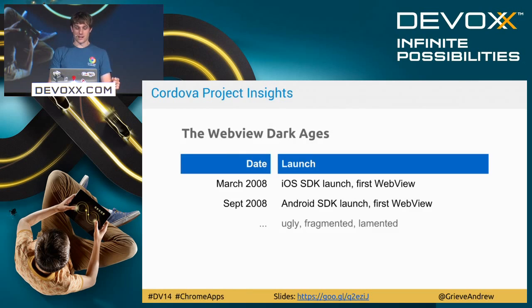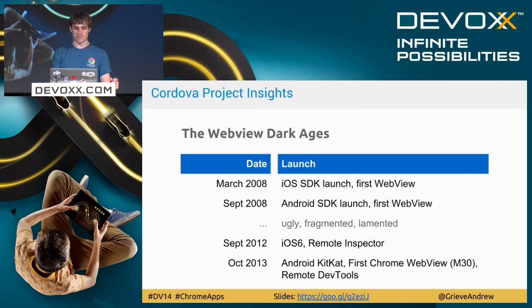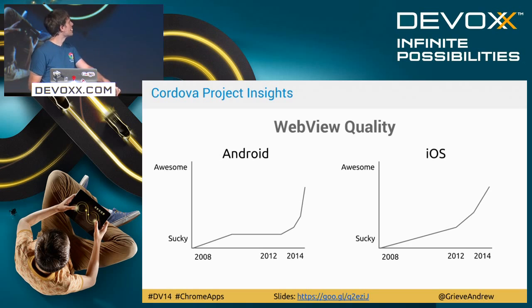So that we refer to as the dark ages. So 2008, for a while, just kind of not a whole lot going for it. And then things started to pick up. Okay, so late 2012, iOS 6 launched, which, if you knew the secret command to type, you could enable Remote Web Inspector, and it was like the awesomest thing in the world. October 2013, Android KitKat launched, which had the first version of a Chrome-based WebView, which also had remote dev tools, as well as newer APIs with fewer quirks. And then look what happens to these graphs, just in the past couple of years.